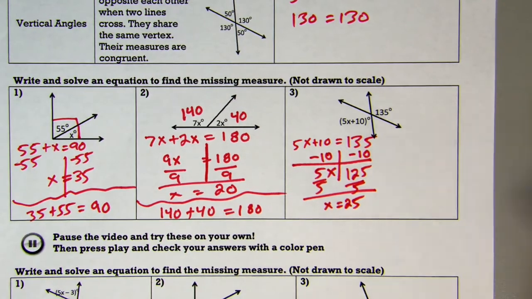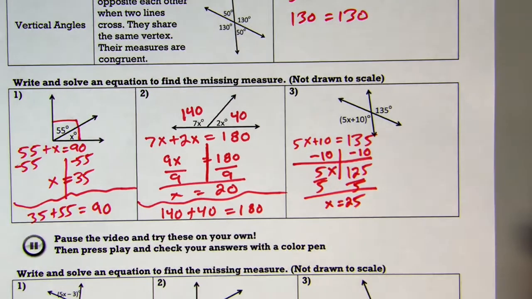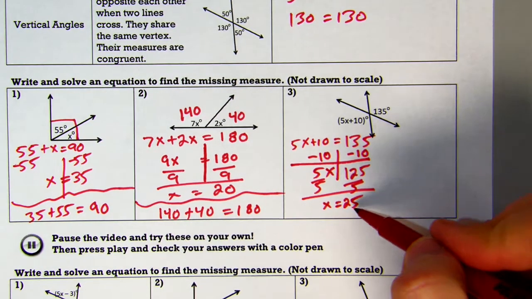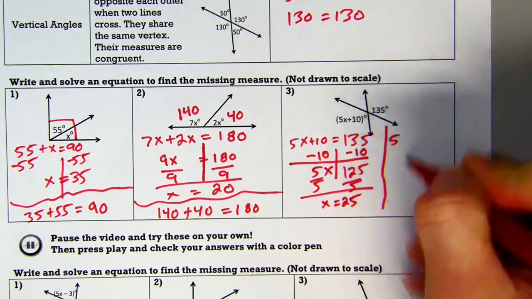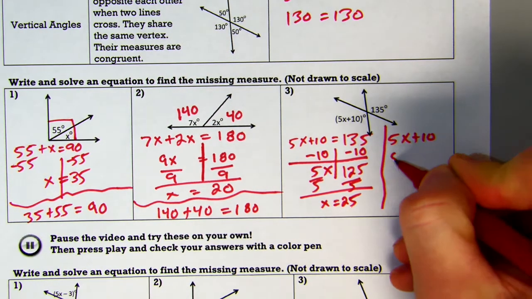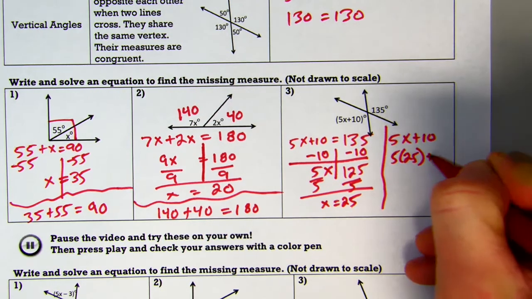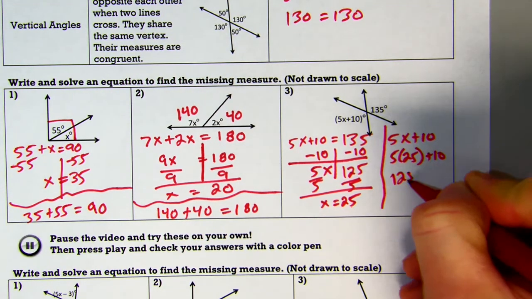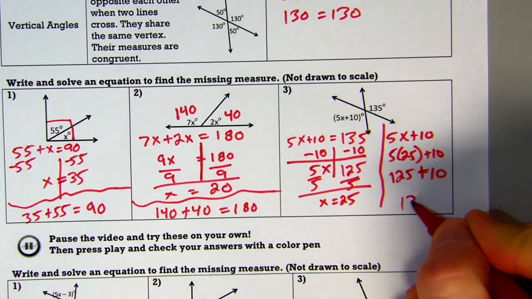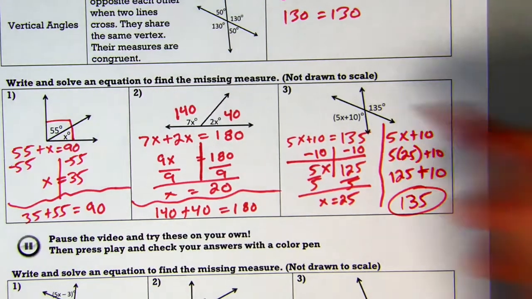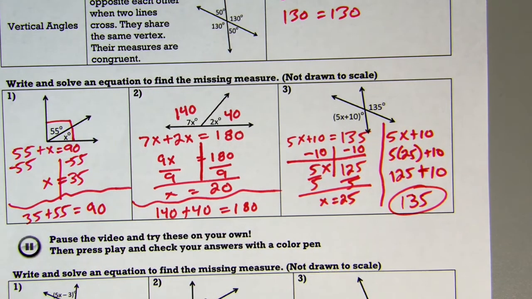Now I'm going to plug x in there to make sure to get my value. So 25 going into here, we say 5x plus 10. So 5 times 25 plus 10. 5 times 25 is 125. Plus another 10 equals 135. And so yes, 135 equals 135.